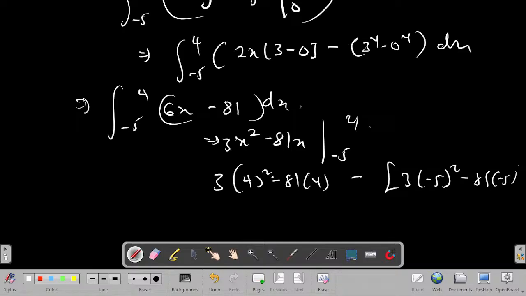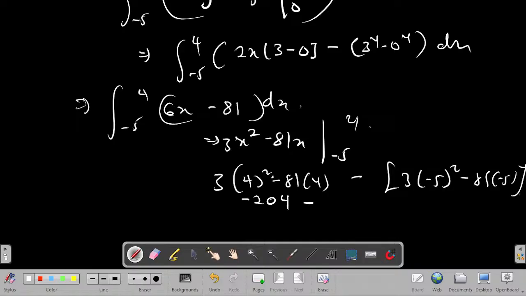So just enter this into your calculator, and what answer are you getting? This is simple. So 3 times 16, let me do the inner first. We have 16 minus 4 times 81, that's minus 68, right? Times 3. Negative 204. So negative 204 minus.